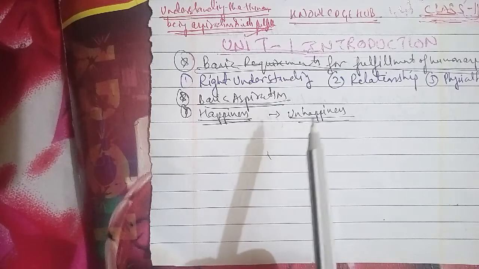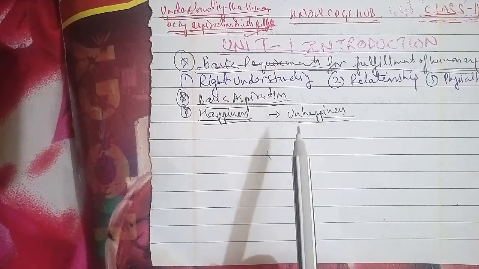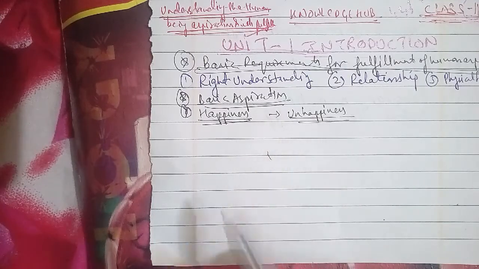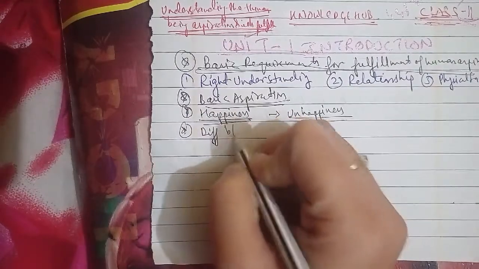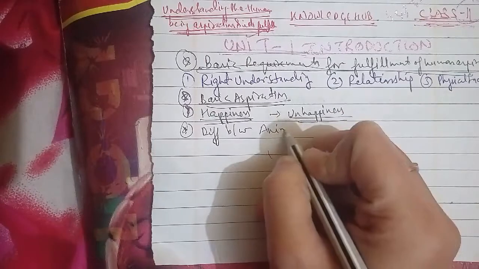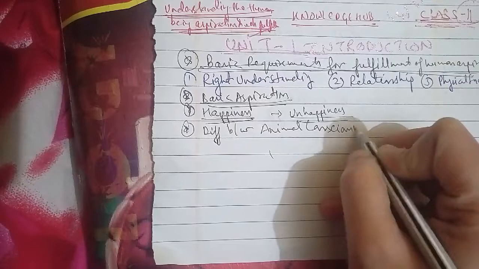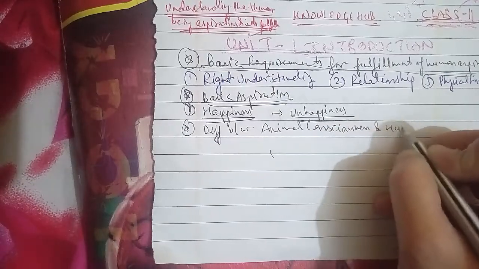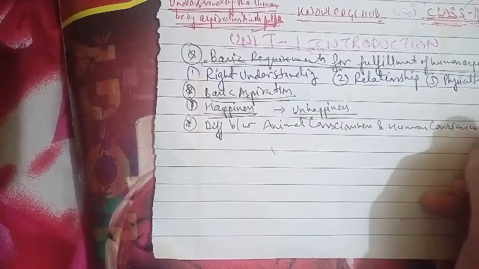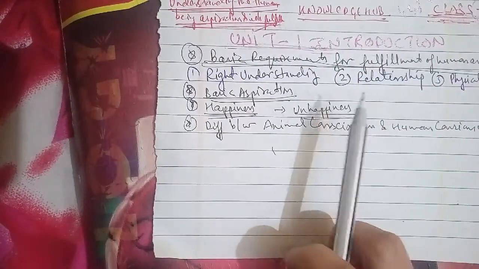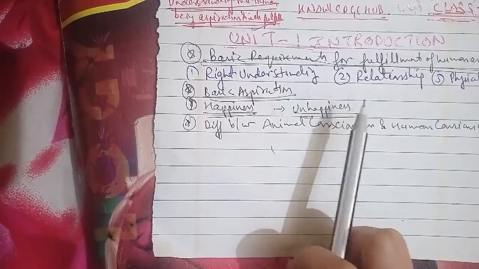The difference between animal consciousness and human consciousness: giving all priority to physical facilities only, living solely on the basis of physical facilities, may be termed animal consciousness. Living with all three, right understanding, relationship and physical facilities, is called human consciousness. Another question we talk about is: what is the difference between prosperity and wealth?